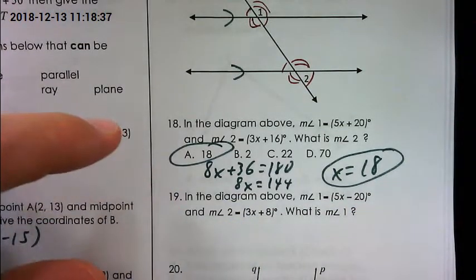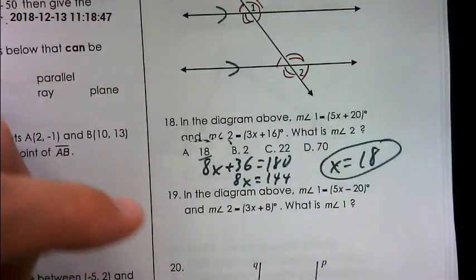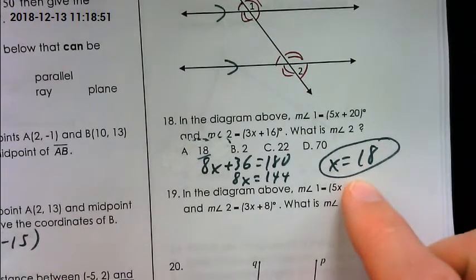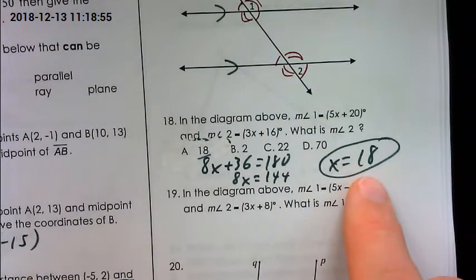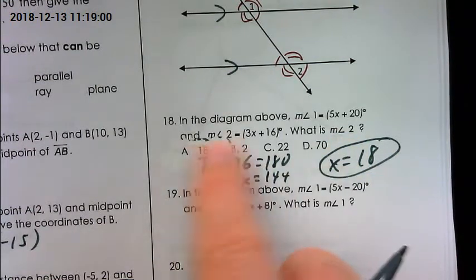Wait. I did not go far enough with the last problem. That is not the final answer. Again, you gotta make sure you read the question. I think that's what happened on 19. I think a lot of people didn't read the question on 19. On this one, we had 18, but then we had to plug it back in. We had to find angle 2 as well. So plug it in for angle 2.